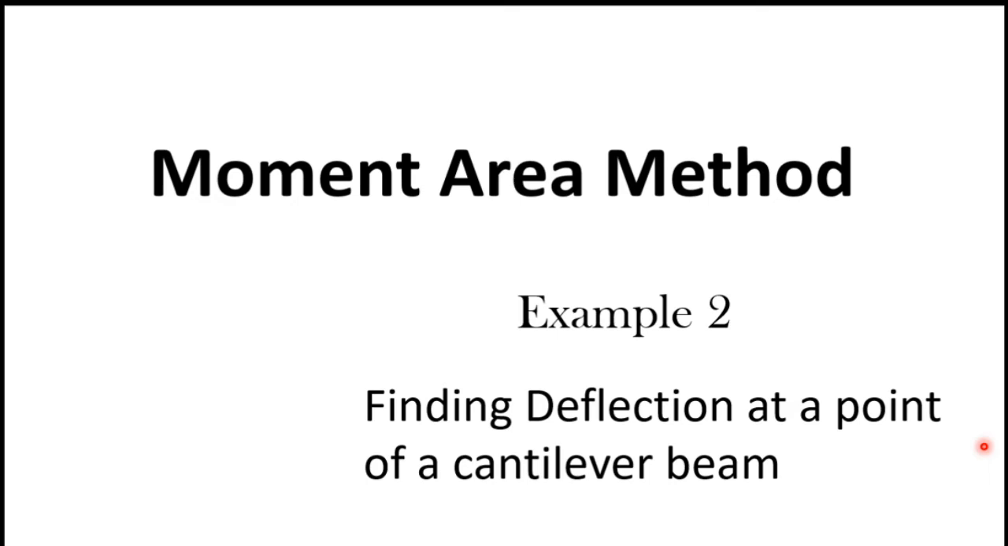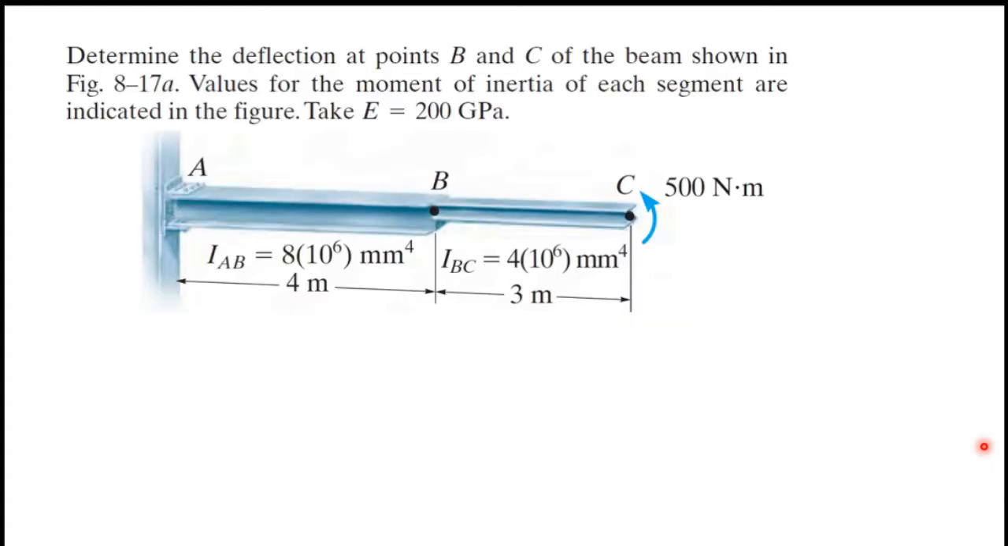In this video, I am going to show you how to find deflection at a point of a cantilever beam using moment area method. And this is the example too. So this is the problem. It says determine the deflection at points B and C of the beam shown in the figure. Values for the moment of inertia of each segment are indicated in the figure. Value of E is given.